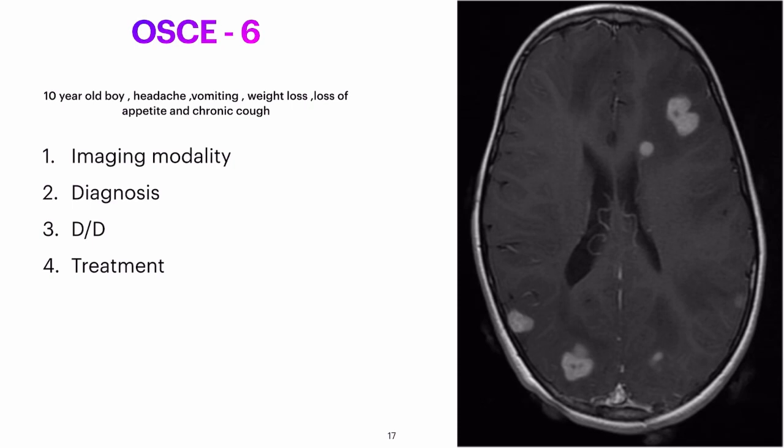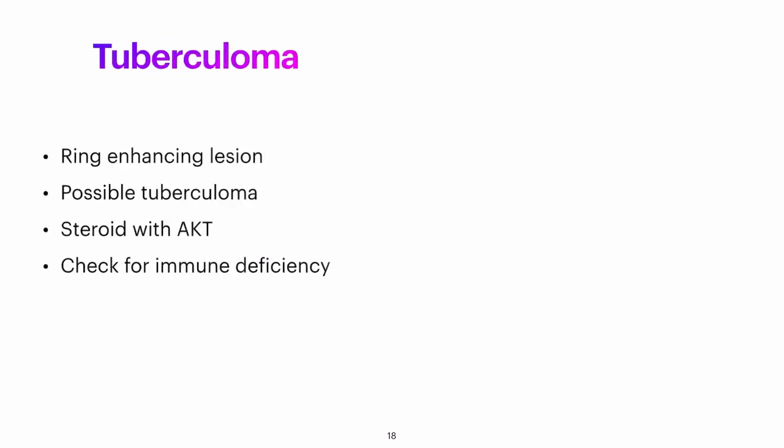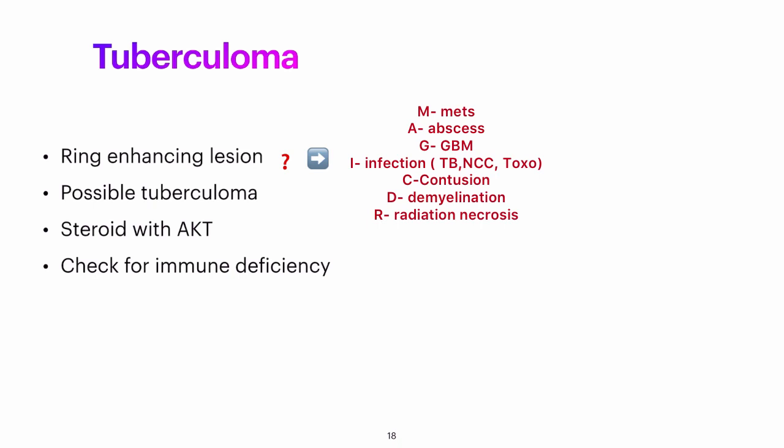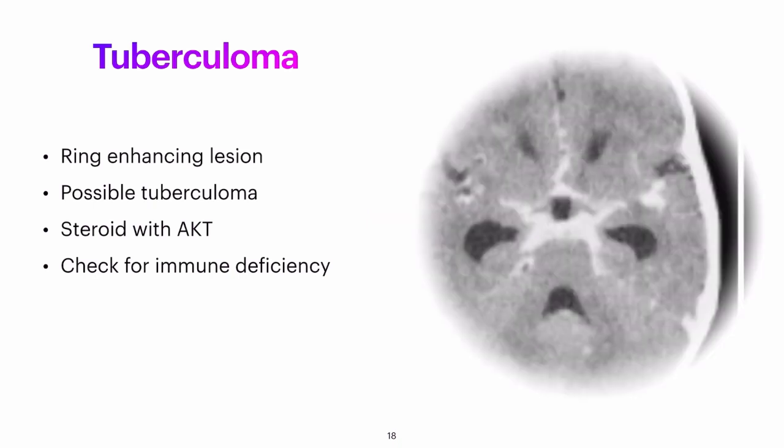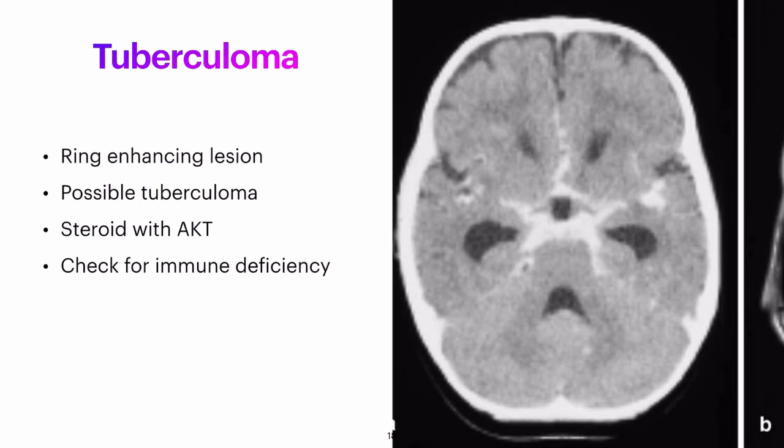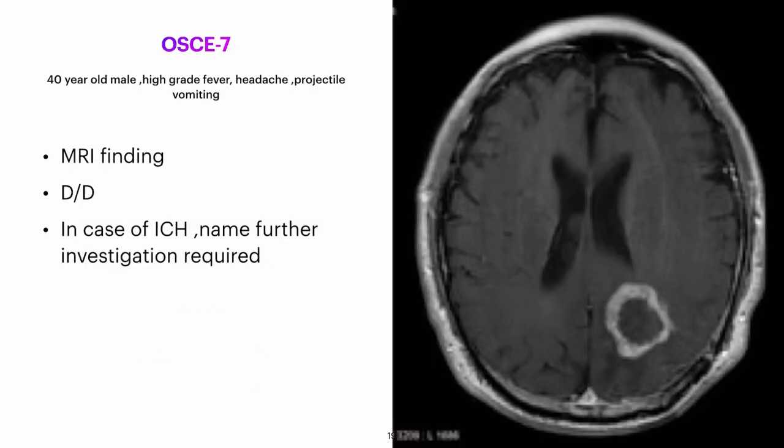As this patient has a classical history of headache, vomiting, chronic cough and weight loss, in India, most common is tuberculosis. So you have to know the other diagnosis of the ring enhancing lesions. So we start the patient on steroid and ATT, and you have to rule out the other causes of immune deficiency like HIV. And in this image, you can see the basal exudate seen in the patient of tuberculous meningitis.